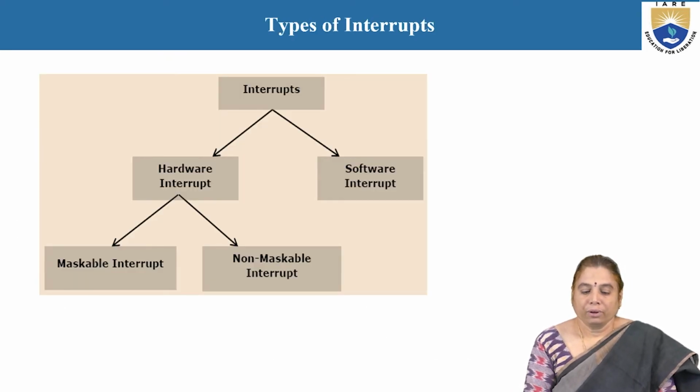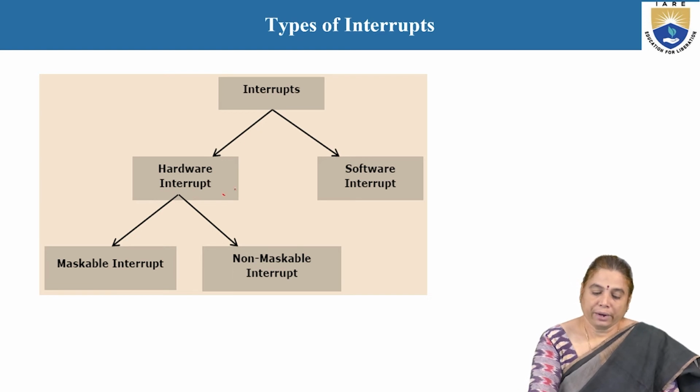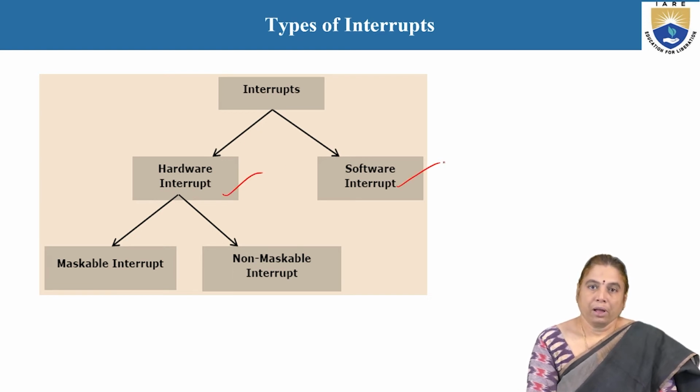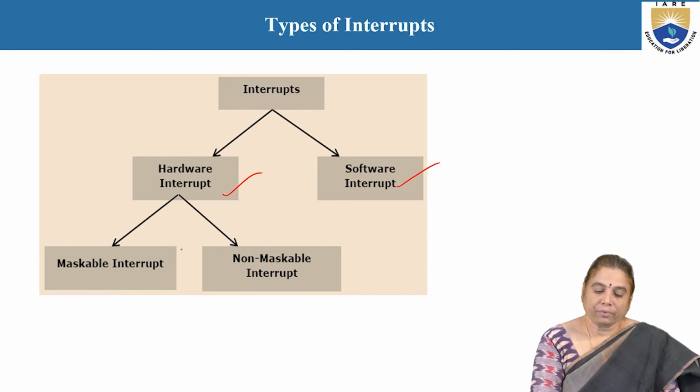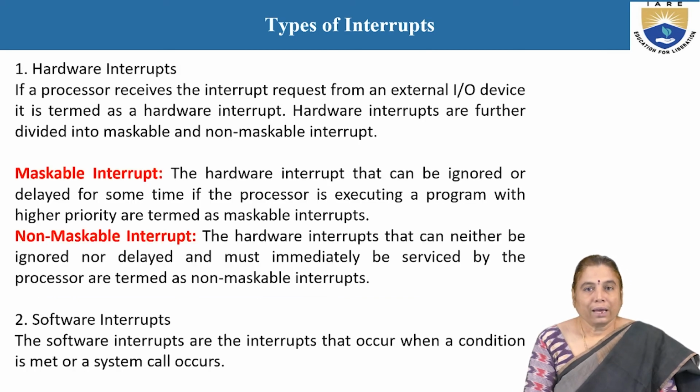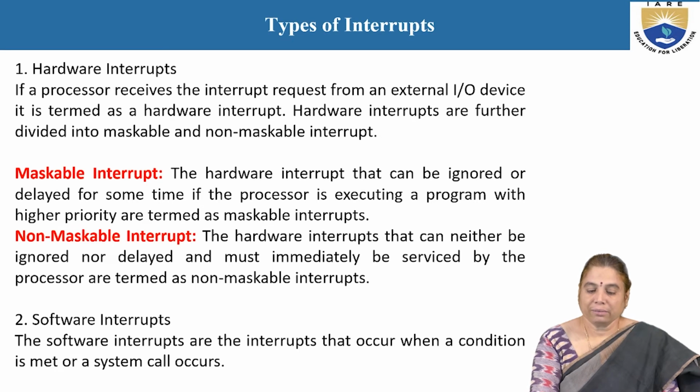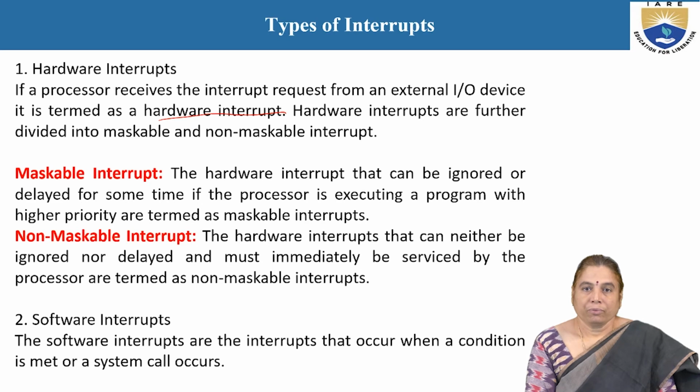Interrupts are of two types: hardware interrupt and software interrupt. Hardware interrupts are again classified into maskable interrupt and non-maskable interrupt. What is a hardware interrupt? If a processor receives an interrupt request from external I/O devices, that is referred to as a hardware interrupt. From the peripheral devices, the interrupt is raised. Those are generally referred to as hardware interrupts.